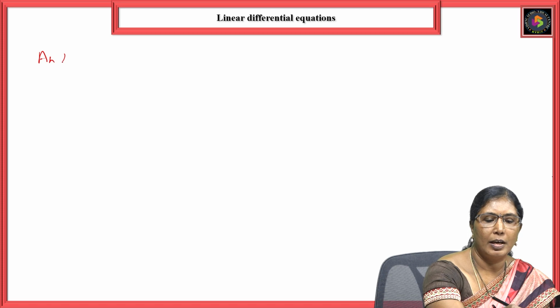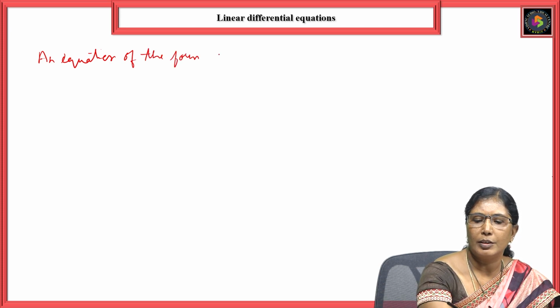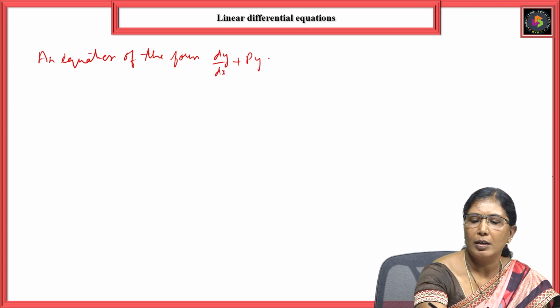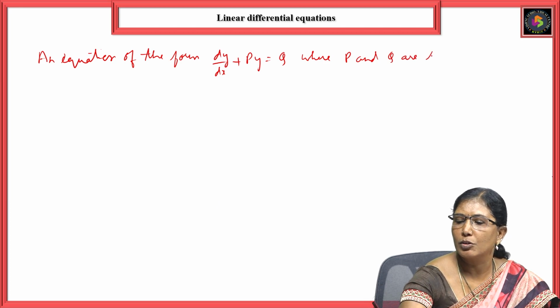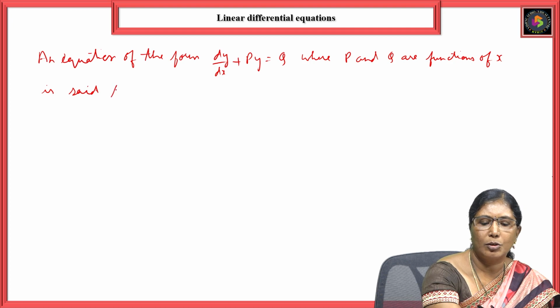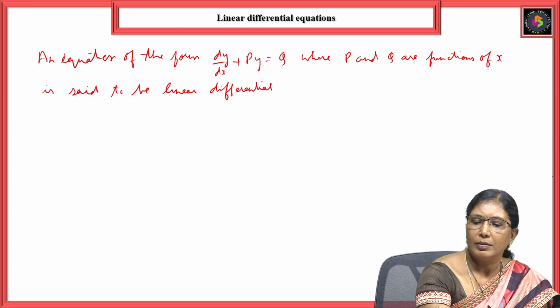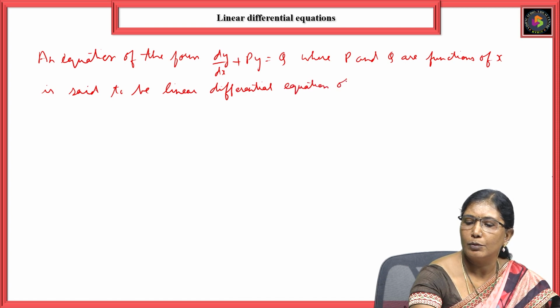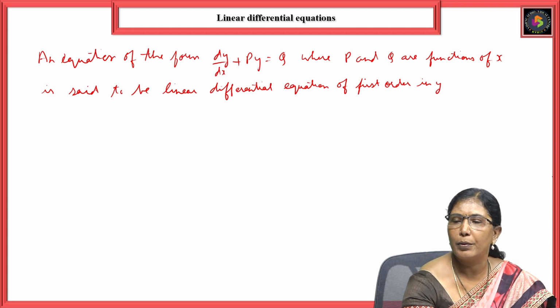An equation of the form dy by dx plus py is equal to q, where p and q are functions of x, is said to be a linear differential equation of first order in y. So an equation of the form dy by dx plus py is equal to q, where p and q are functions of x, is said to be a linear differential equation of first order in y.